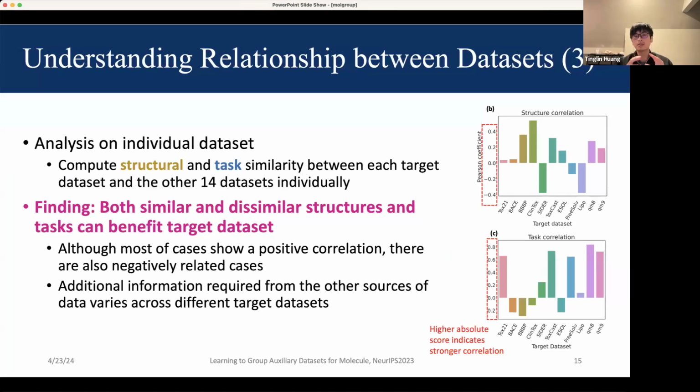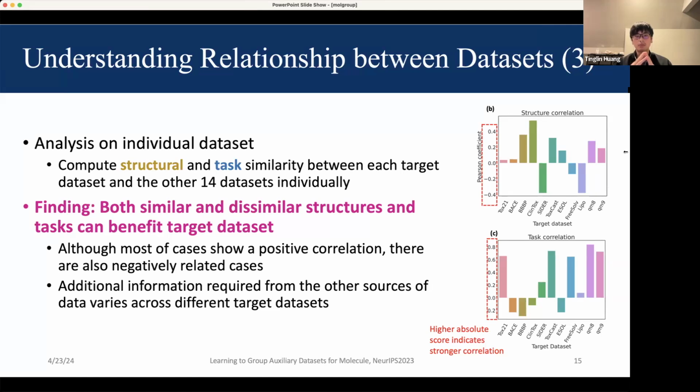Each bar represents a correlation, and a positive correlation means that the auxiliary data sets with similar structure or task can bring a better benefit to the target data sets. For example, for ClinTox, you have a very high positive correlation. And a negative correlation means that maybe this data set requires dissimilar structure or task, for example, for the CYP data set. So we can find that maybe this data set requires out-of-distribution knowledge.